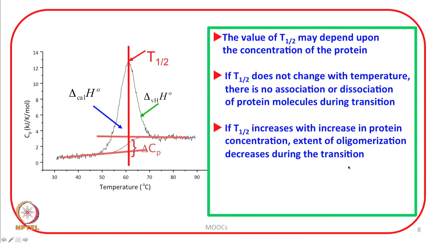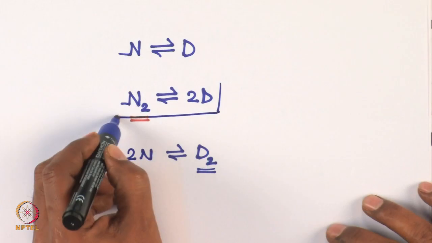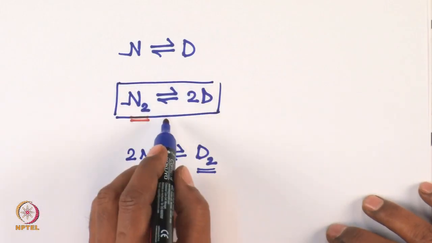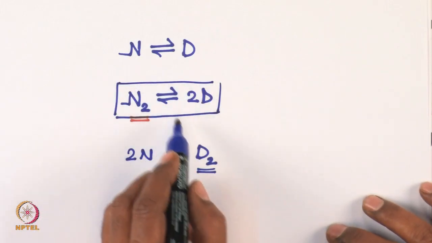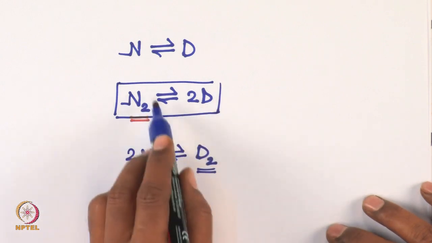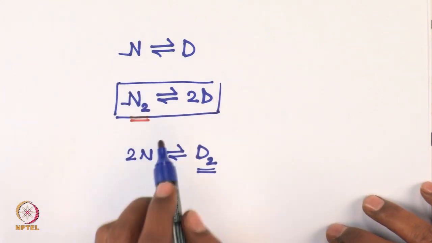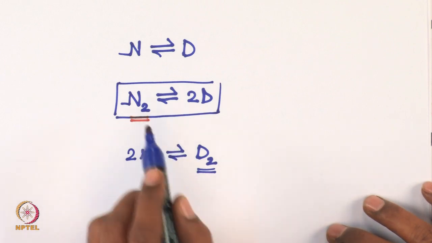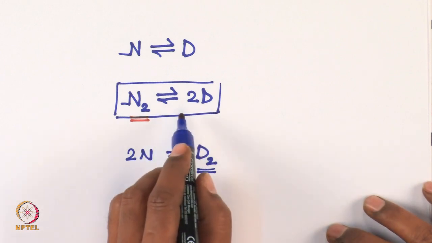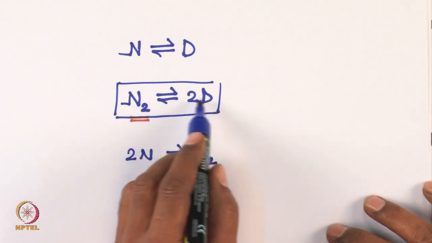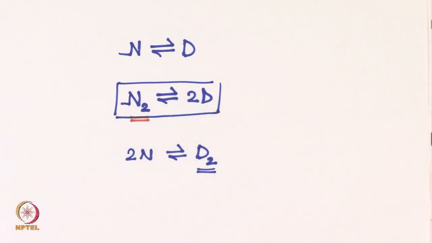That is what I was trying to explain over here, that if you increase the concentration of the protein, the equilibrium is more towards N2. That means the transition temperature will increase with increase in concentration. But what is the net result? That the extent of oligomerization is decreasing during the transition. And conversely, if T half decreases with increase in protein concentration, the extent of oligomerization increases during the transition.